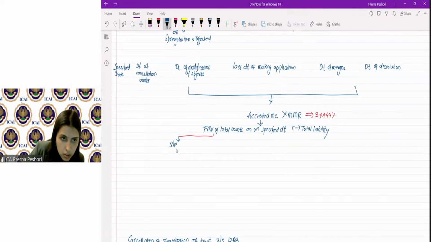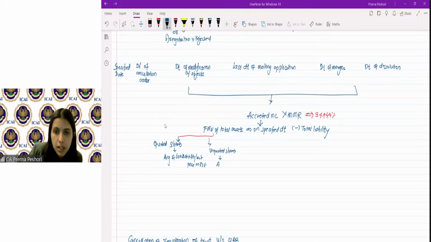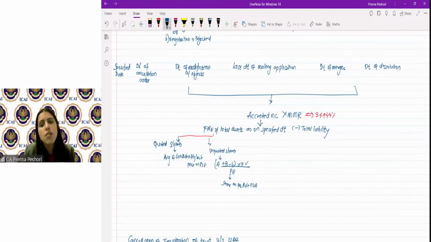For the shares, for the quoted shares, not only shares, quoted shares, average of highest and lowest price on the recognized stock exchange. For the unquoted shares, it is A asset minus liability, A plus B minus L into PV divided by P. You can write same as per rule 11 UA, which you have done even under 56 to 10.